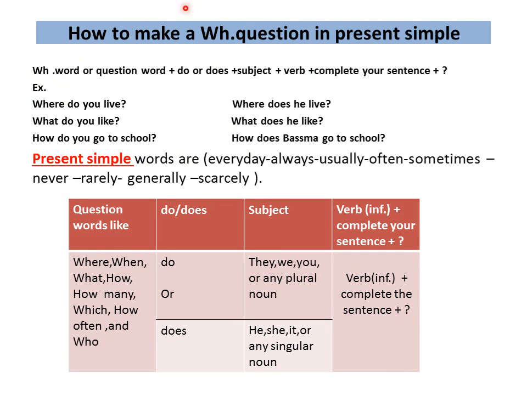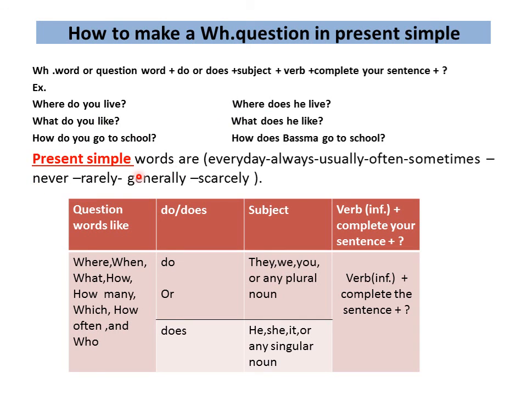So how to make a WH question in present simple? We said you have to write the question word, then do or does, plus your subject, then the verb, and complete your sentence. Then end it with a question mark. But pay attention that the part that we are asking about, we don't write it in the question. And you choose do or does according to your subject. Here you have some examples.